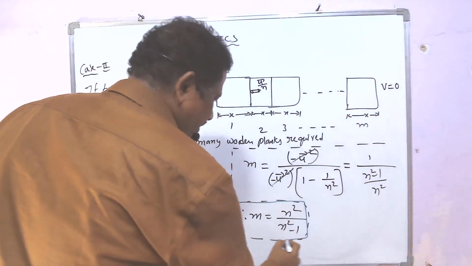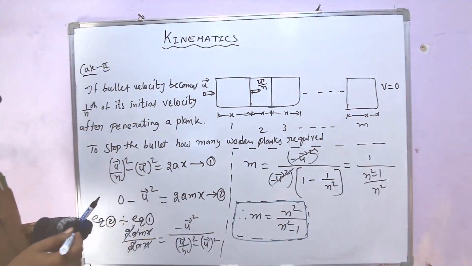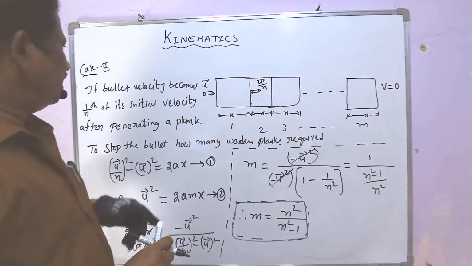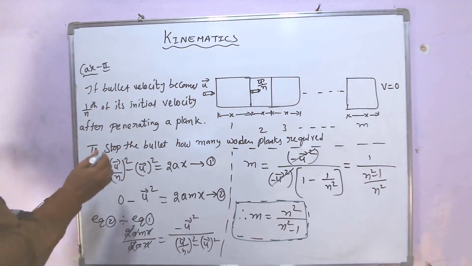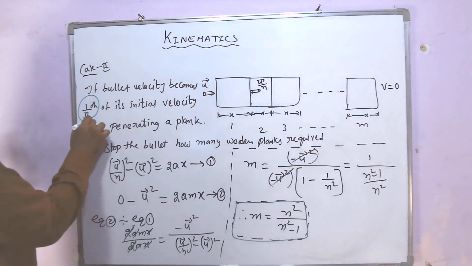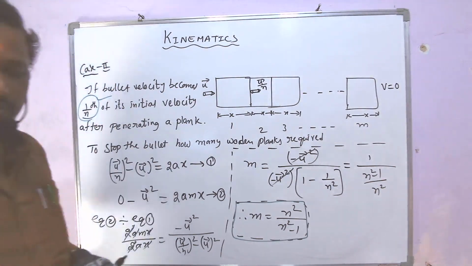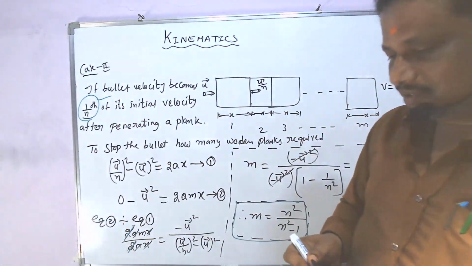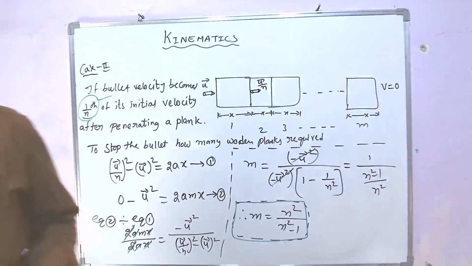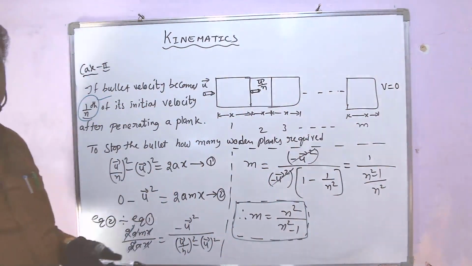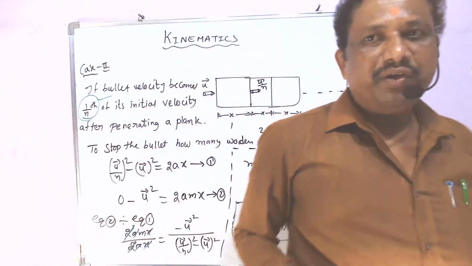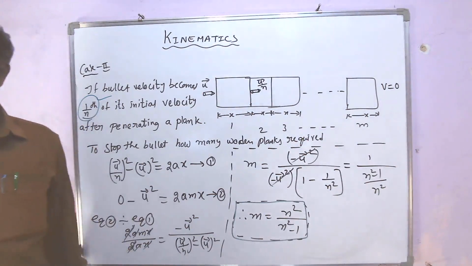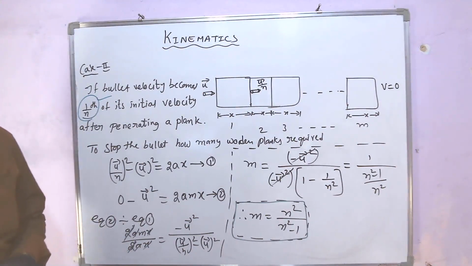What does the n value represent here? If the bullet velocity becomes 1 by nth of its initial velocity, that is n. In terms of n only it is written, because n is given as 1 by nth. 1 by nth means 1 by third, 1 by fourth, 1 by fifth. If you are given like that, you can substitute and get the answer. Okay? Clear? Note this, copy it.